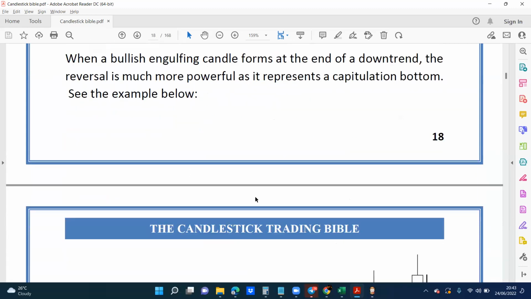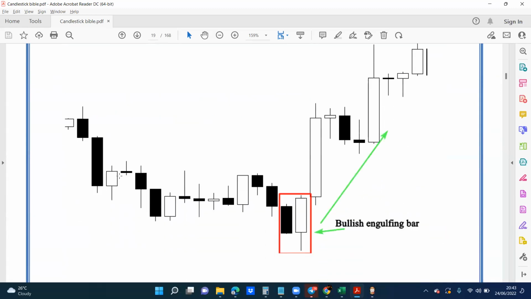It usually comes at the end of a trend. So let's see this. Price has been coming down. Notice here we had one bullish engulfing candle. But do you notice that if you had bought, you would have lost this trade?